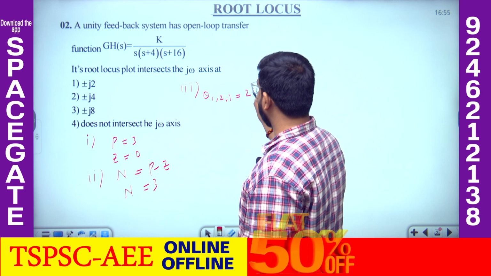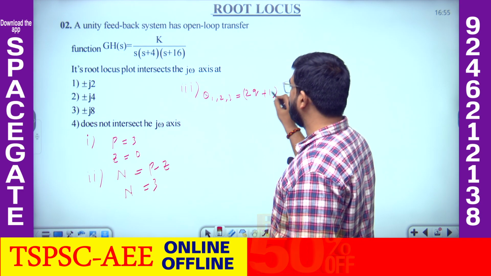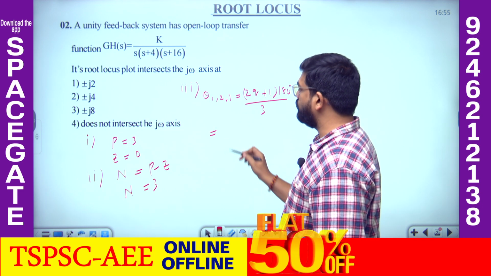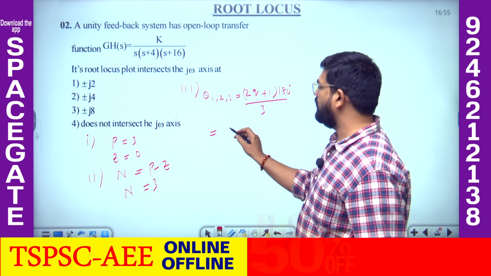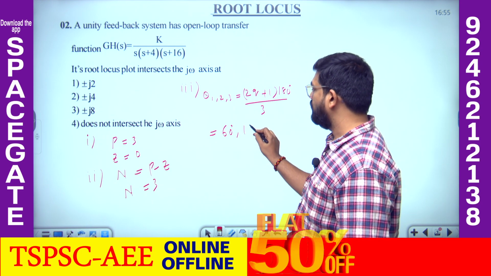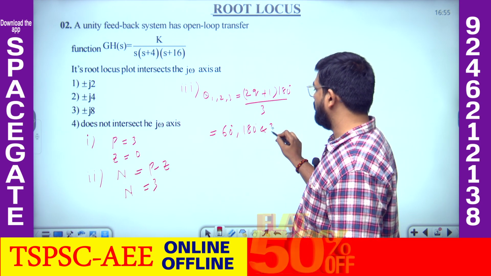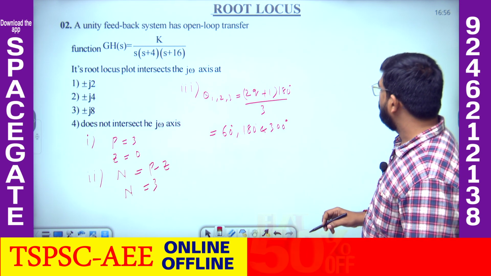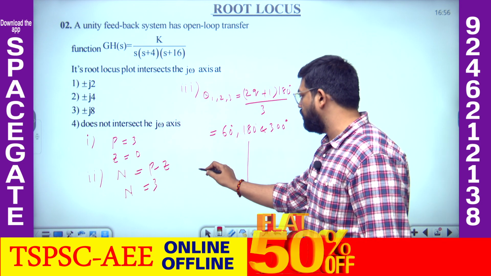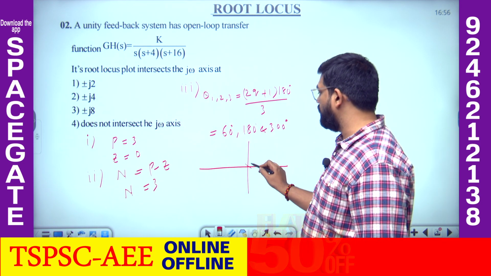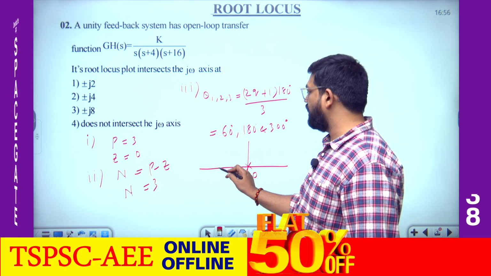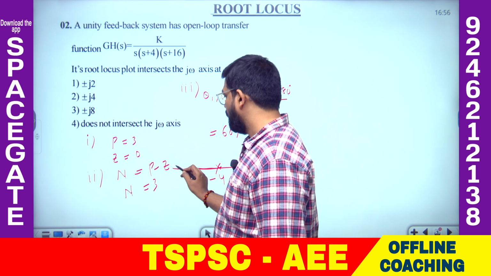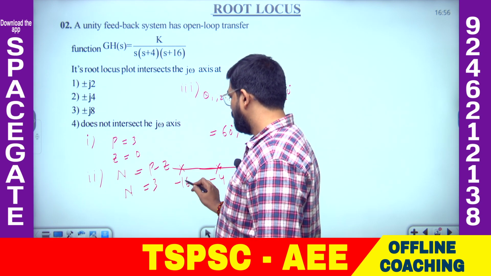What are those? (2q plus 1) into 180 by 3 we will get. Means if you substitute q is equal to 0, 1, 2, we will get angles like 60, 180 and 300 degrees. So if you locate that, what we will get for this root locus? A pole is located at 0, another pole is located at minus 4, another pole is located at minus 16.